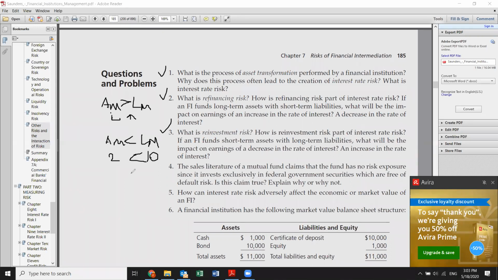So in here, the banks will be in trouble if interest rate falls. Okay, this is the main part. This is the definition of reinvestment risk. So in here, we are benefiting if interest rate falls. In the other case, we are benefiting if interest rate is going up, because we have refinancing risk and reinvestment risk. Okay, so far is it clear about the 3 questions?